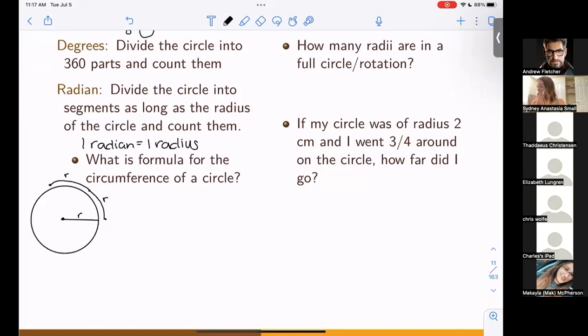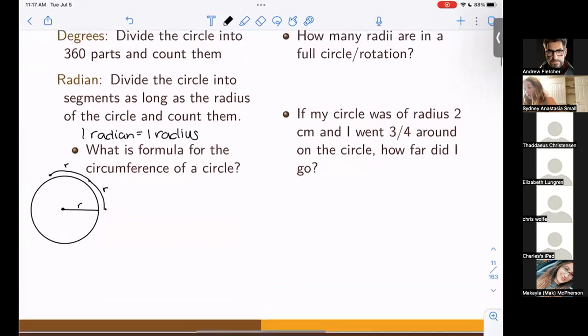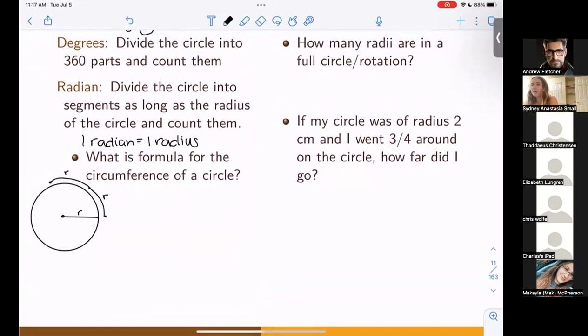However, it still nicely works out that for every single circle, it takes 2 pi radians to go around. Why is that true? Well, if you remember from geometry in high school or maybe middle school, the formula for the circumference of a circle is 2 pi r. Hopefully you remember that. If not, cool. But that's the formula for circumference. You just take 2 pi and multiply by the radius.